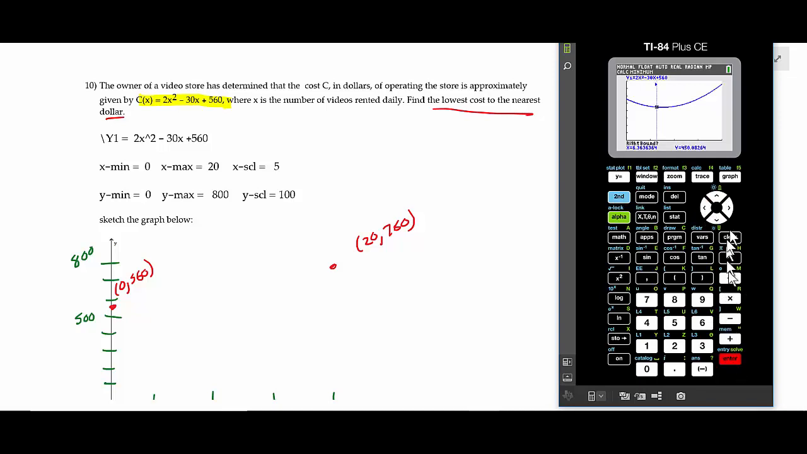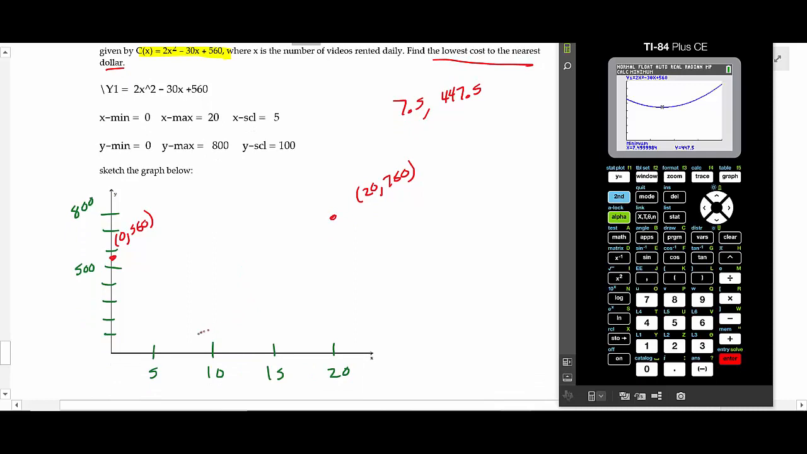So I choose a good left bound, and then I move over to get a good right bound. Then it will say guess. I press enter, and that should give the minimum. What I'm getting is about 7.5 and 447.5. So I'm going to plot that and just estimate where that is. 7.5 in there and 447, something like that. And I'm going to label that vertex.